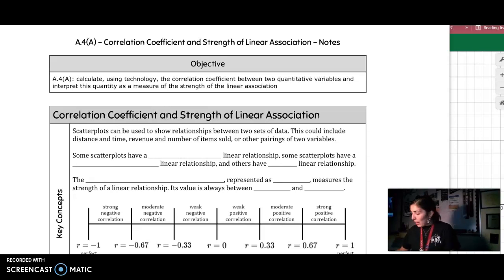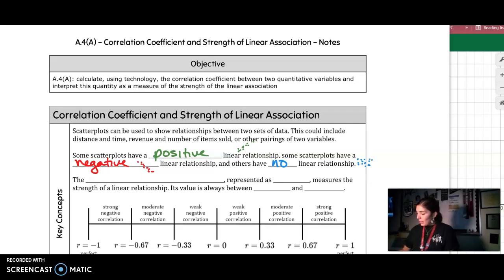Okay, some scatter plots might have a positive linear relationship, which means the graph is going to go upwards. All the dots generally go up. Some scatter plots have a negative linear relationship, which means the dots go down like a negative slope. And others just simply have no linear relationship whatsoever. That's when the dots have no trend and it's like all over the place.